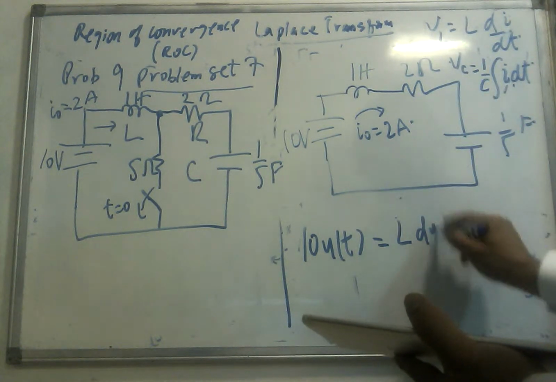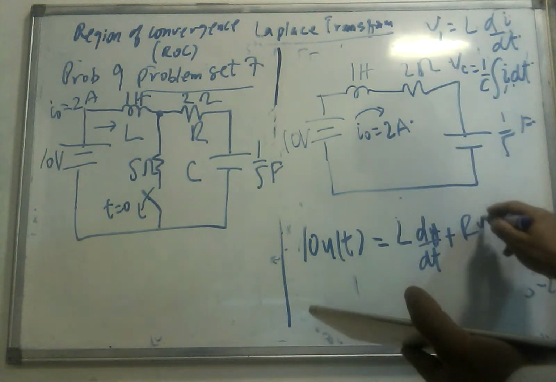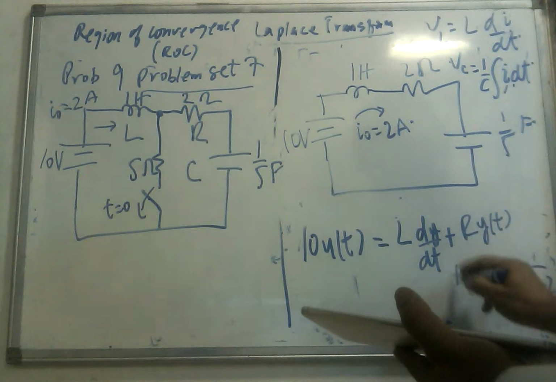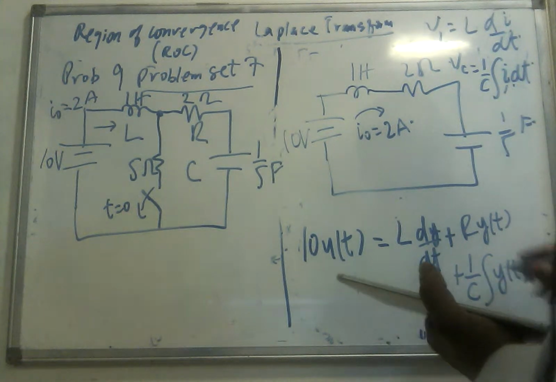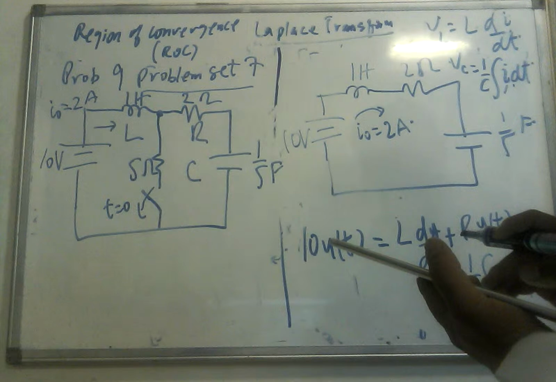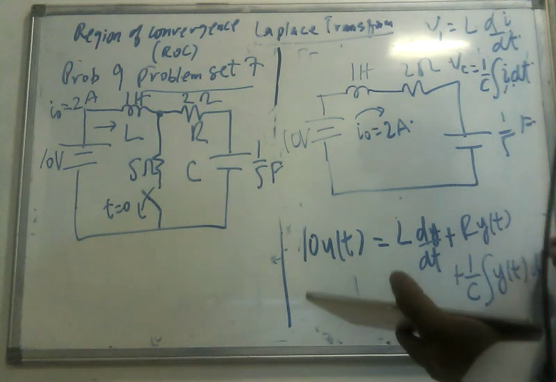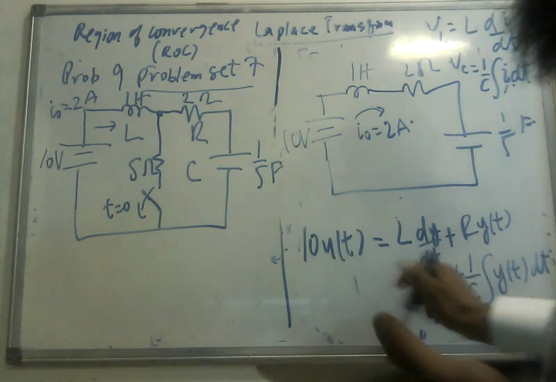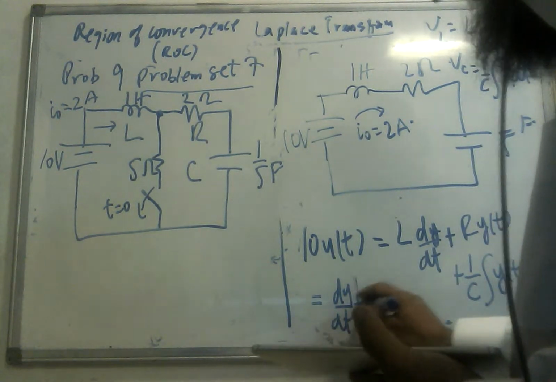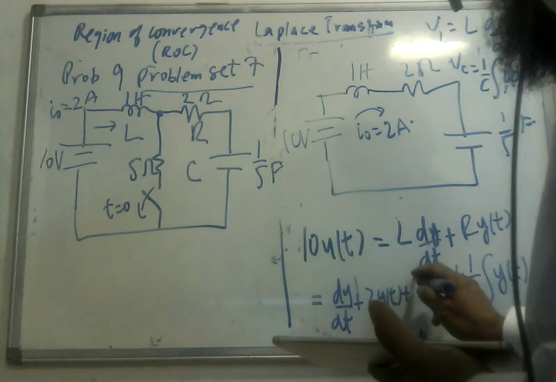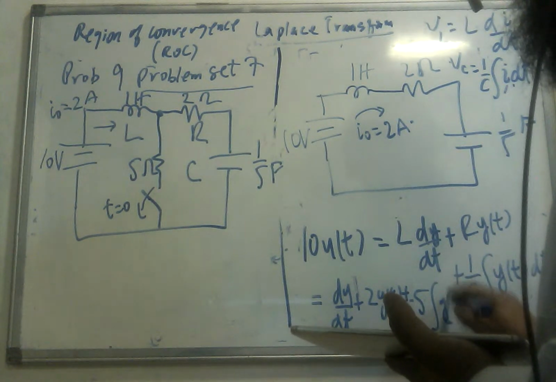So I write all these equations. My current is y, so dy by dt, plus R y of t, plus 1 over C integral of y of t dt. Okay, and then I can put the values. This is 1, so this is dy by dt, plus 2y of t, plus 1 over 1 over 5, so this is 5, integral of y of t dt.